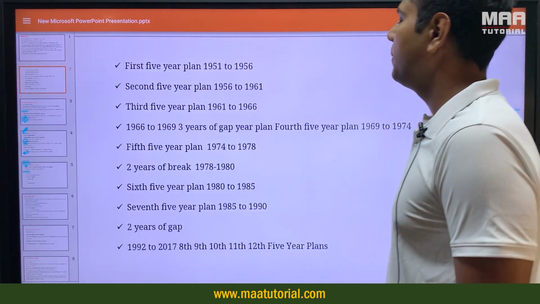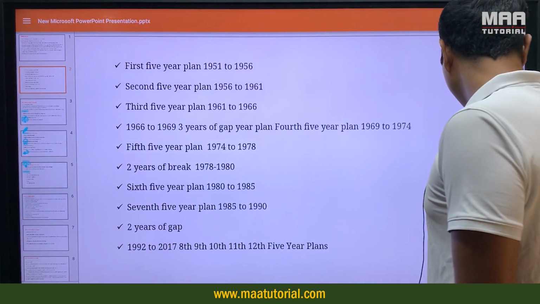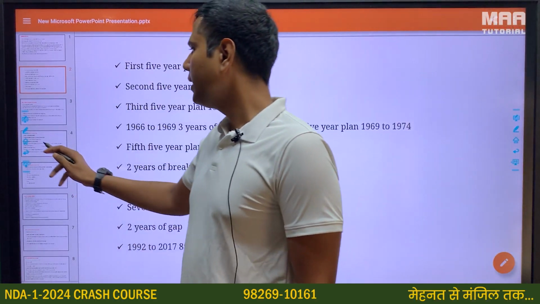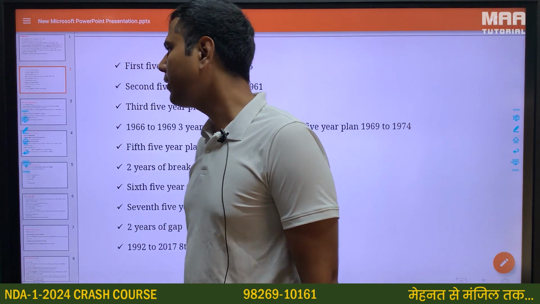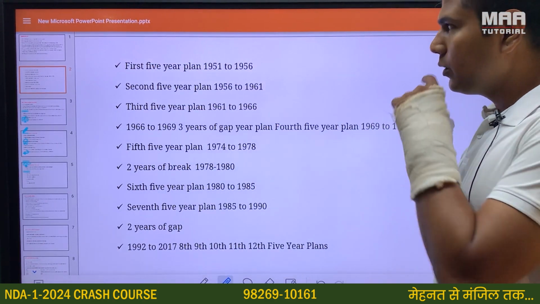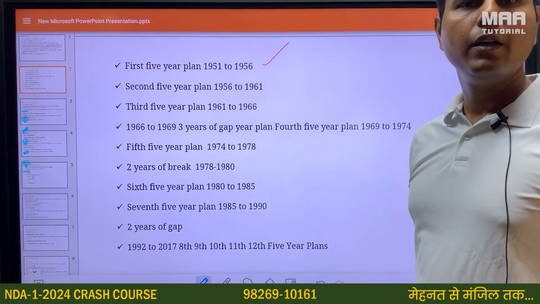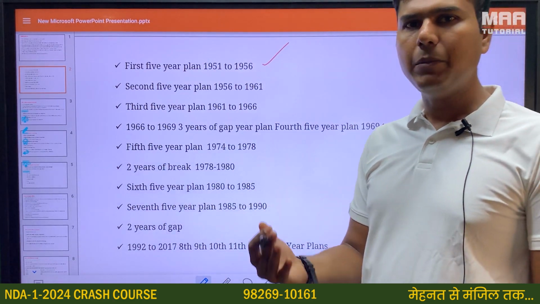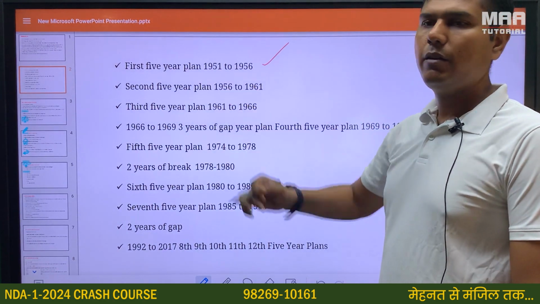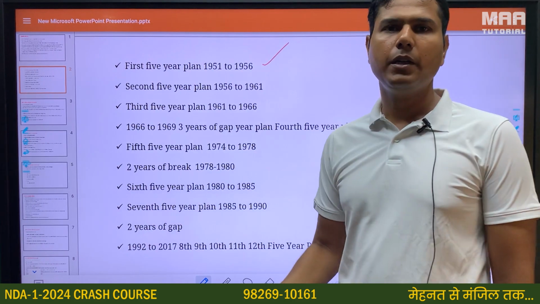So let's see when 5-year plans came in our country, and what were the tenures or periods in which they were executed or implemented. So the first 5-year plan was implemented between 1951 to 56. Very easy. In 50, this Planning Commission was established, and in 51 the first 5-year plan was brought in. Until 56 it was implemented.